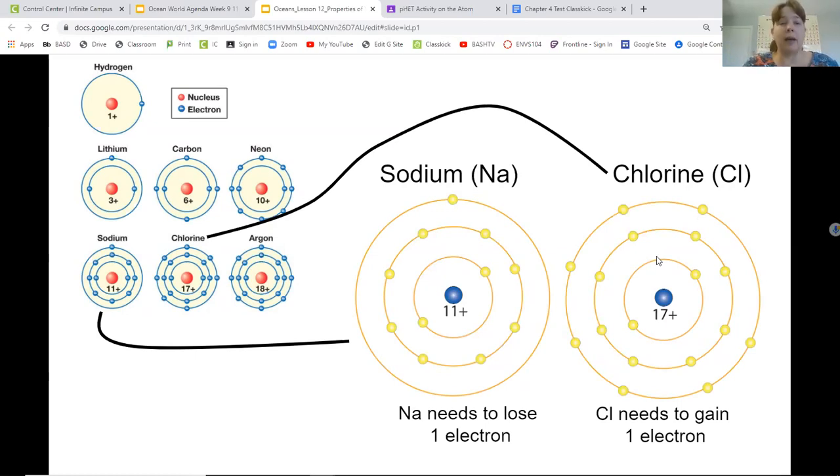Okay, so that will accomplish the stabilization. But when this happens, these two atoms, because they have gained or lost electrons, form ions. And an ion is just an atom that has a charge. So sodium, because it lost an electron, becomes positively charged. And chlorine, because it has gained an electron, becomes negatively charged. And the compound is formed by those opposite charges holding together.